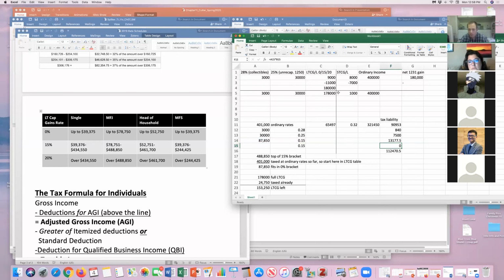But once again, because they have this big capital gain, it's going across. This 87,000 gets them up to the top, and the rest is going to spill over into 20%.